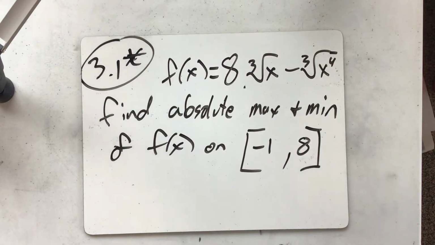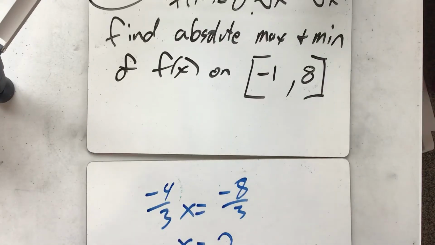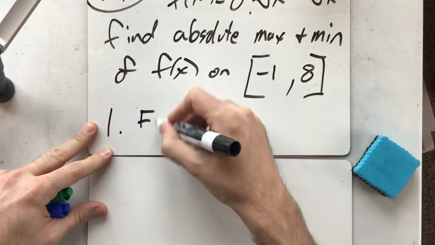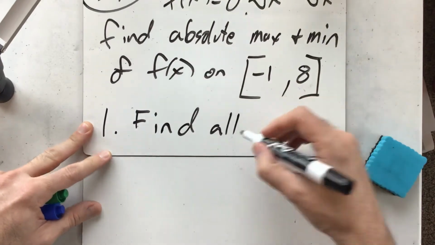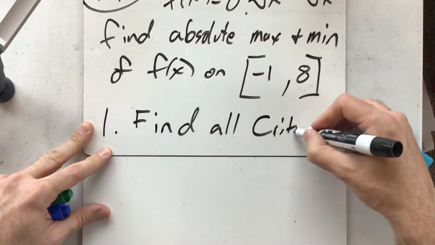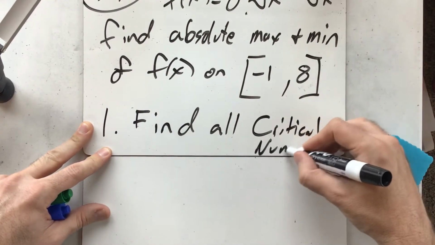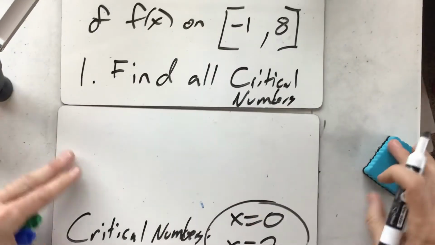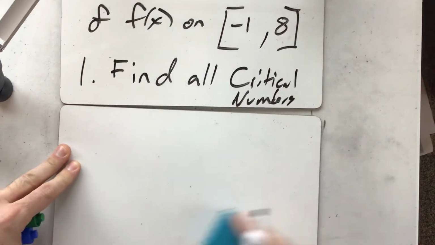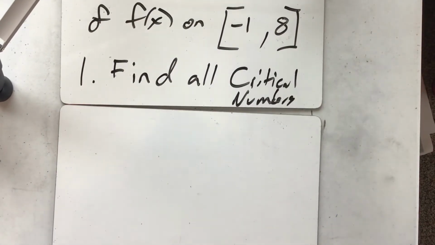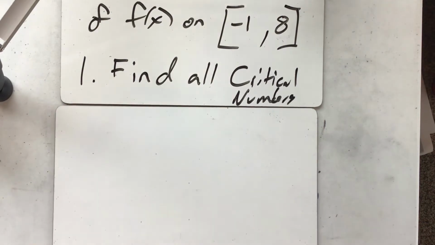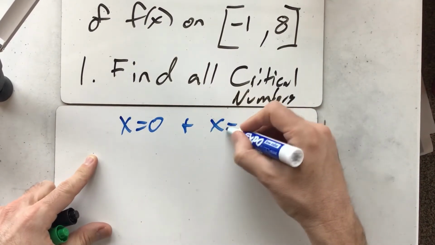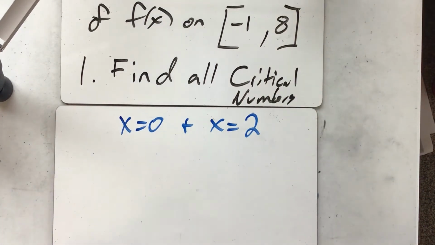Well, the first thing that I do is I find all critical numbers. Step one, find all critical numbers. Well, the good news is I already did that. So here's what we did earlier in the problem. Earlier we found 0 and 2. So this step is where you would go through all of the algebra that you would have done earlier. So the answer here is x equals 0 and x equals 2. That's what we got for those critical numbers.